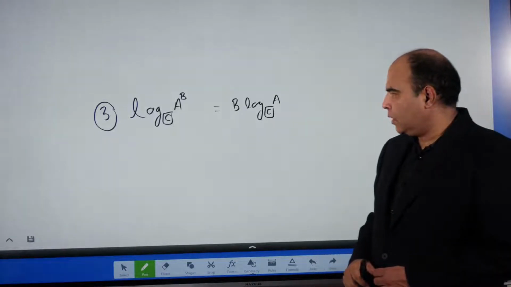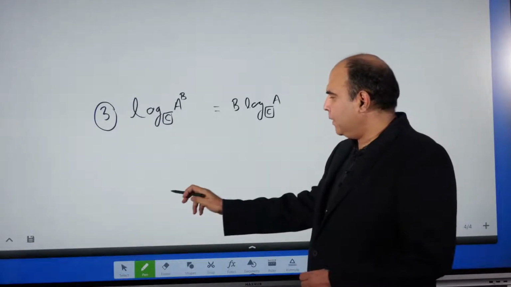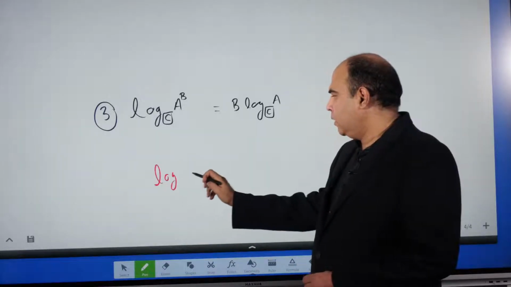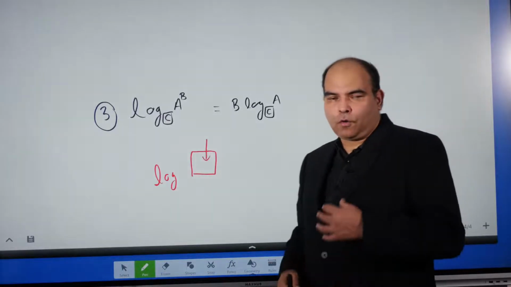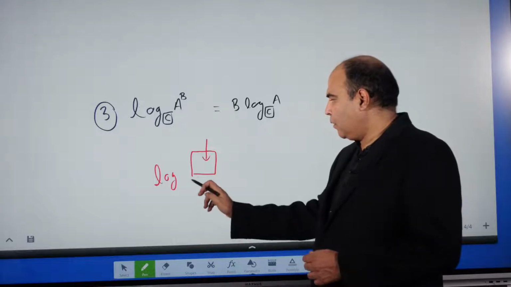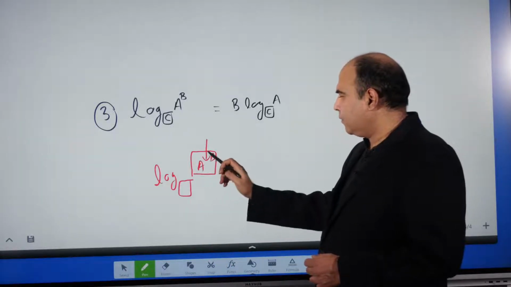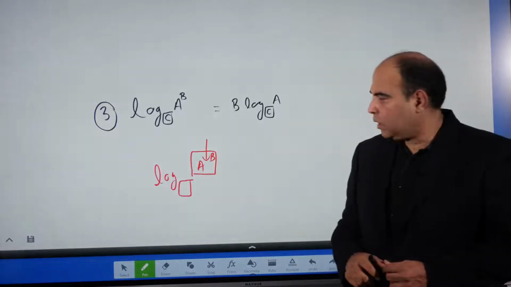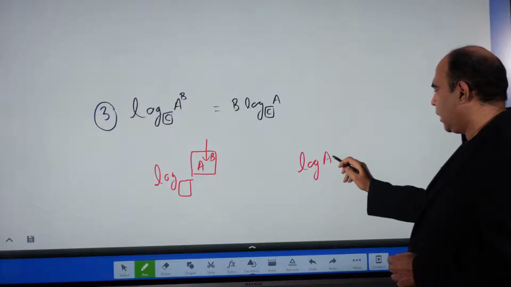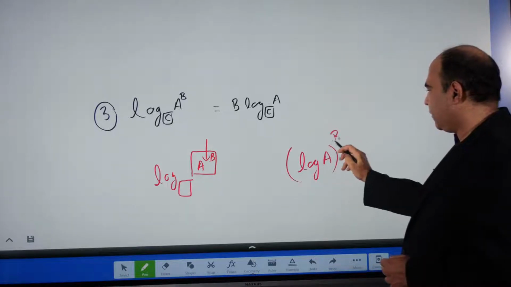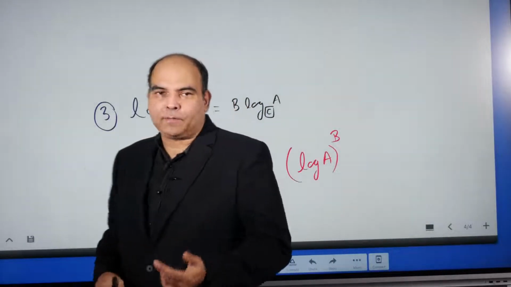Right? In this case you need to be a little bit careful. When you write a log, it has a value or the argument of the logarithm, and you've got a base. So this a raised to b is inside that value. Please don't misinterpret this as log a raised to b. Log a whole raised to b means log a into log a into log a b times, right?